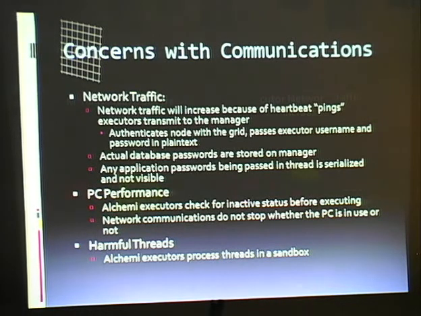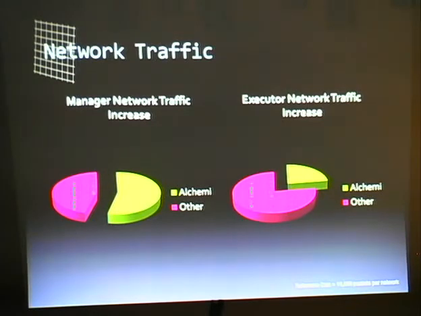so you don't have to worry about malicious threads coming through. So here's a couple little pie charts about network traffic increase. The individual traffic for the manager increases a lot because it is getting information from all these different nodes, as opposed to the executors. You only gain about 25% more traffic, which now is really not that big of a deal. Unless you're running 56K, you won't notice it, and if you got 56K, I don't want you on my grid anyway, because I'm not going to be able to get information back from you fast enough.